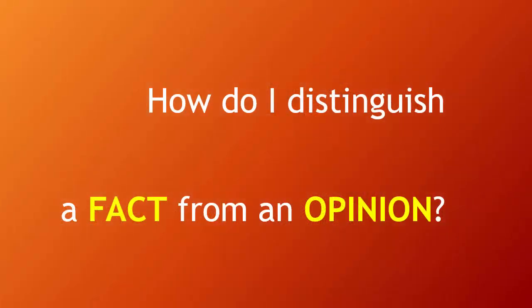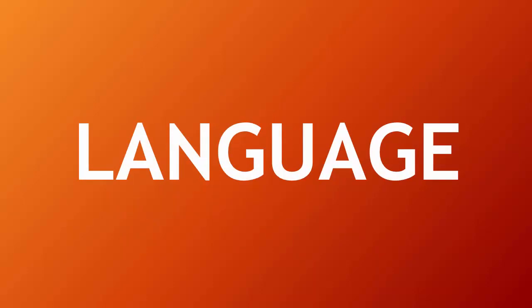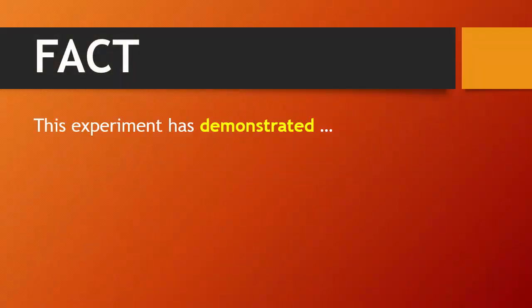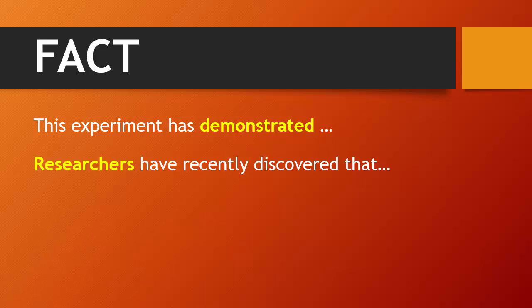So the question is, how do I differentiate between a fact and an opinion? You have seen the summary about can be proven, can be tested, and that is one of the ways. So we look at language. For a fact, these are the examples: this experiment has demonstrated. The word demonstrated actually shows that it's a fact. It doesn't necessarily have to be true, but most of the time it will be.